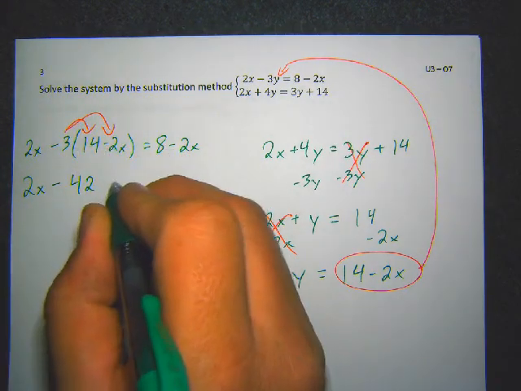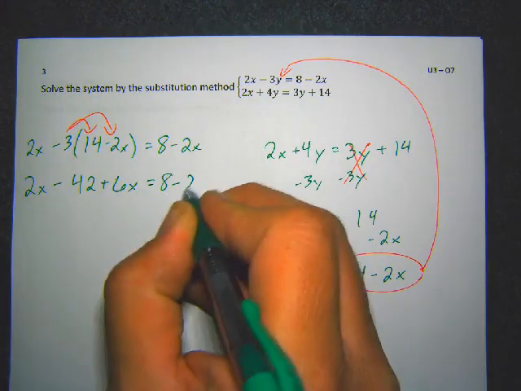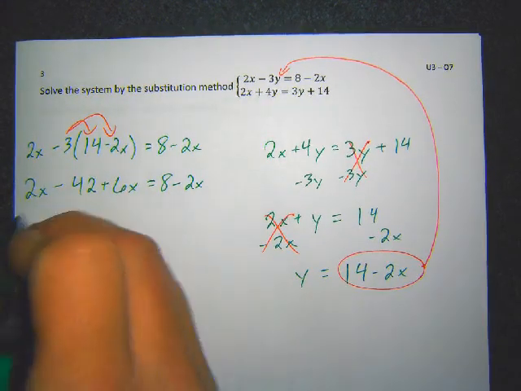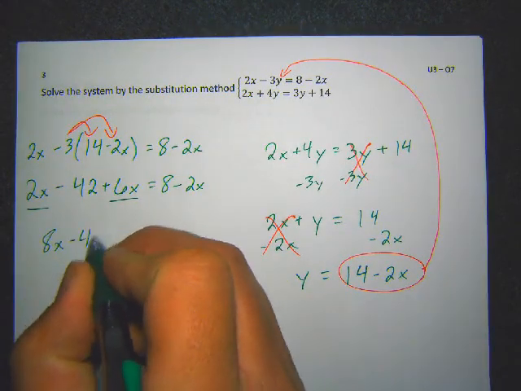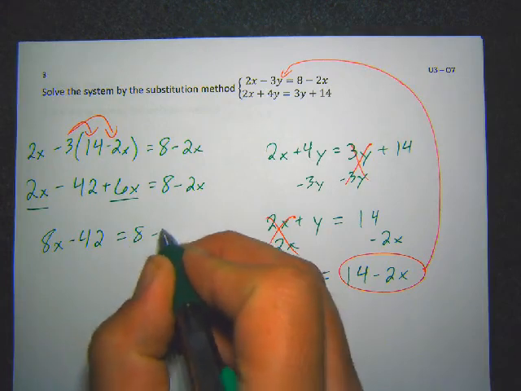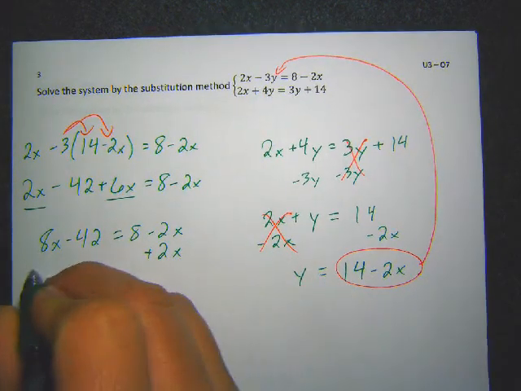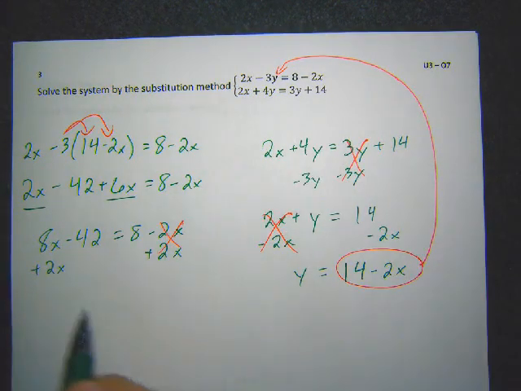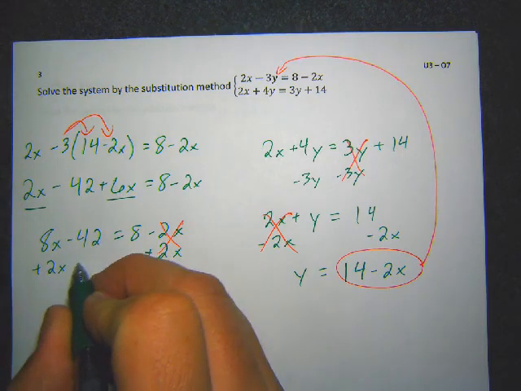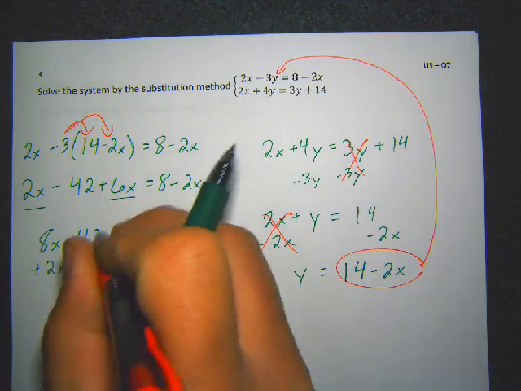3 times 2 is 6, but a negative makes a positive, x. Now I can combine some like terms. I got 2x plus 6x, so that's 8x minus 42 equals 8 minus 2x. Let's get all the x's on the same side. So I'm going to add 2x to both sides. Add 2x here. So get rid of that minus 2x. While I'm doing this, I'm going to go ahead and get the numbers on the other side. So I'm going to add 42 here. Add 42 here. Get rid of this minus 42.